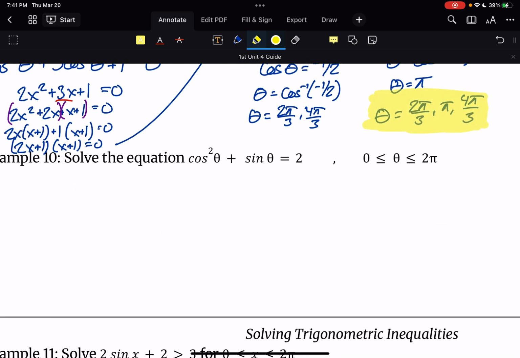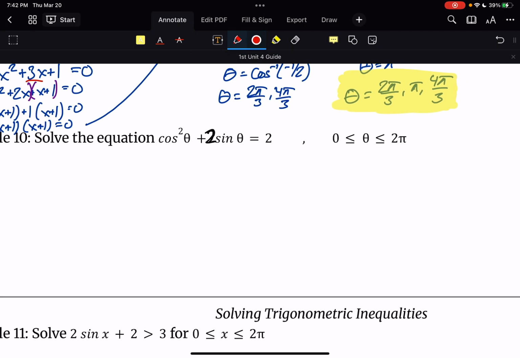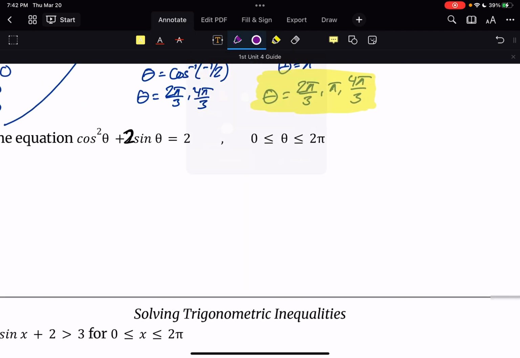Okay. The next one I got: cosine squared theta plus sine theta equals 2. So we're going to add in a 2 here, only because if not, then we're going to get non-real solutions, and we don't want to have to deal with that right now. So we're going to make it cosine squared theta plus 2 sine theta is equal to 2. So same problem. I have two trig functions. So if I, again, think about that fundamental identity, I know that sine squared plus cosine squared is equal to 1.